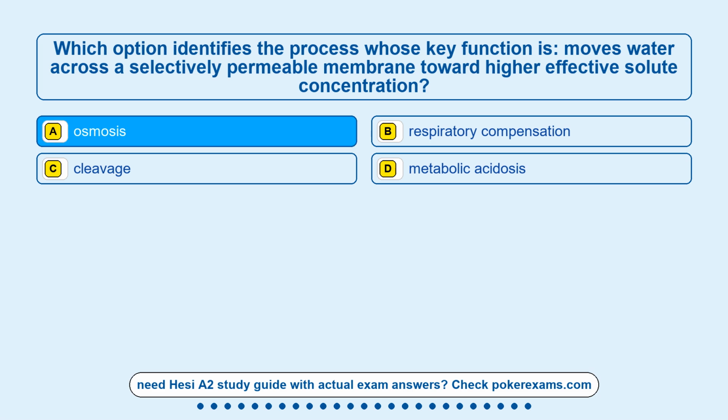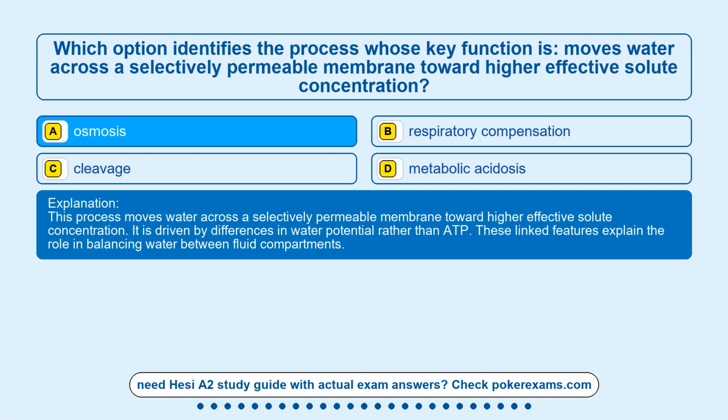The correct answer is option A, osmosis. This process moves water across a selectively permeable membrane toward higher effective solute concentration. It is driven by differences in water potential rather than ADP. These linked features explain the role in balancing water between fluid compartments.